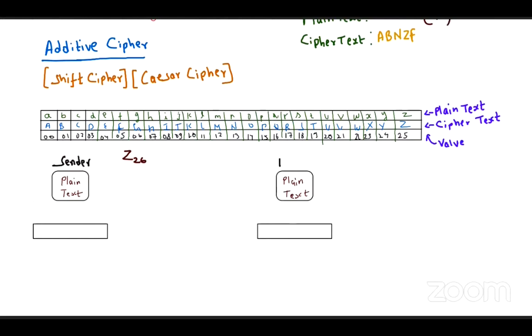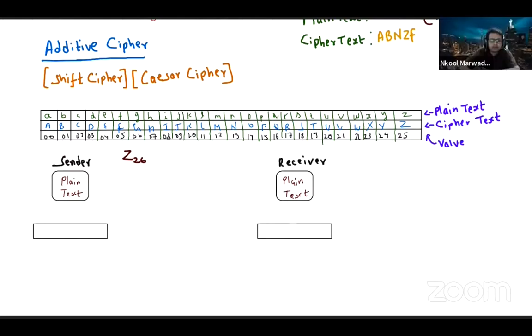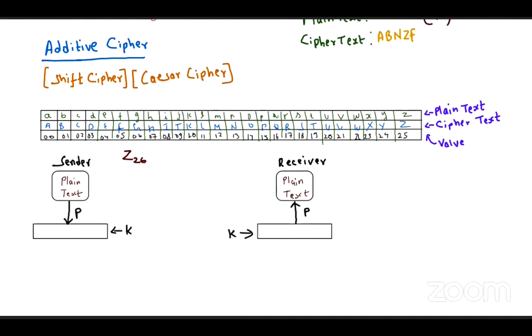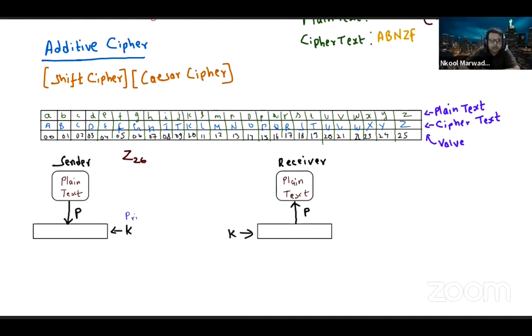Now the sender will convert this plain text. He will encrypt it, and the receiver will decrypt it to get back the plain text. Both of them will make use of a key, which we call K. K is the key, the private key. So both of them will make use of this private key. Okay, this is clear to us until here.